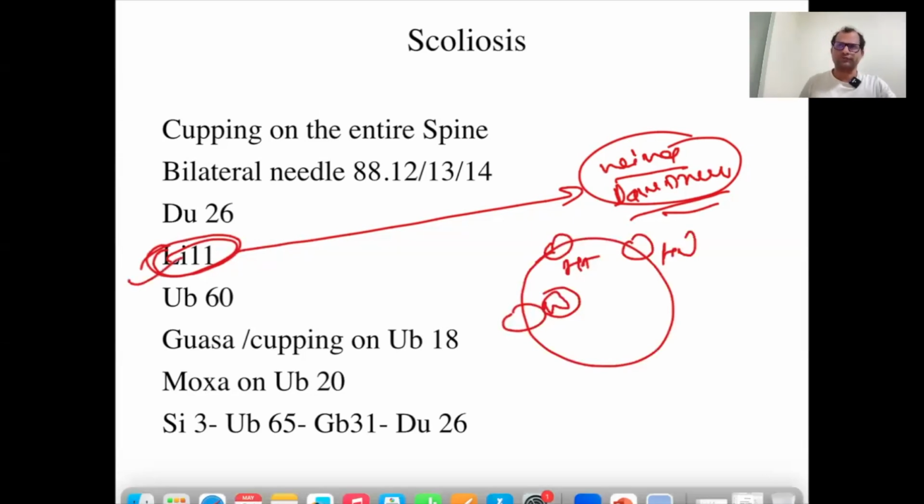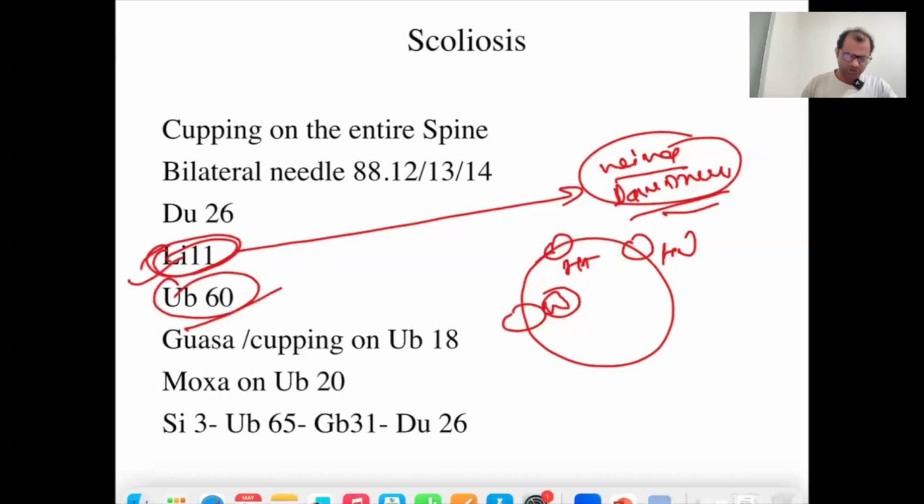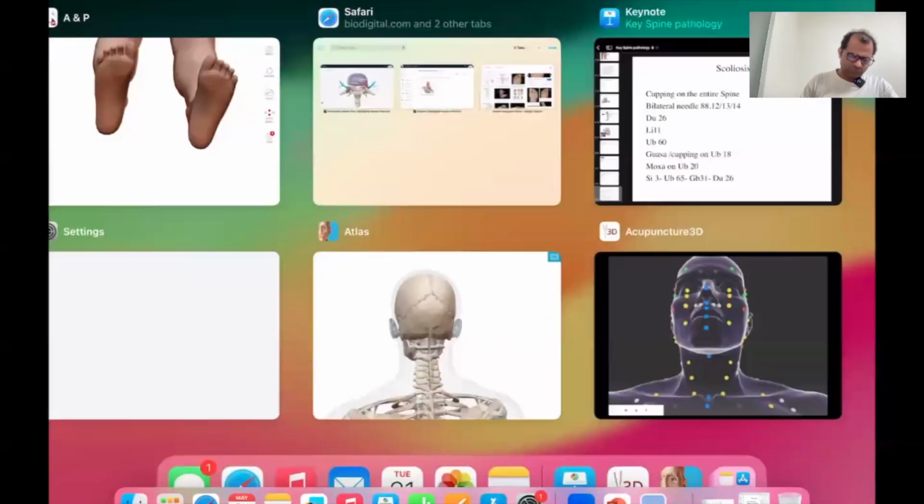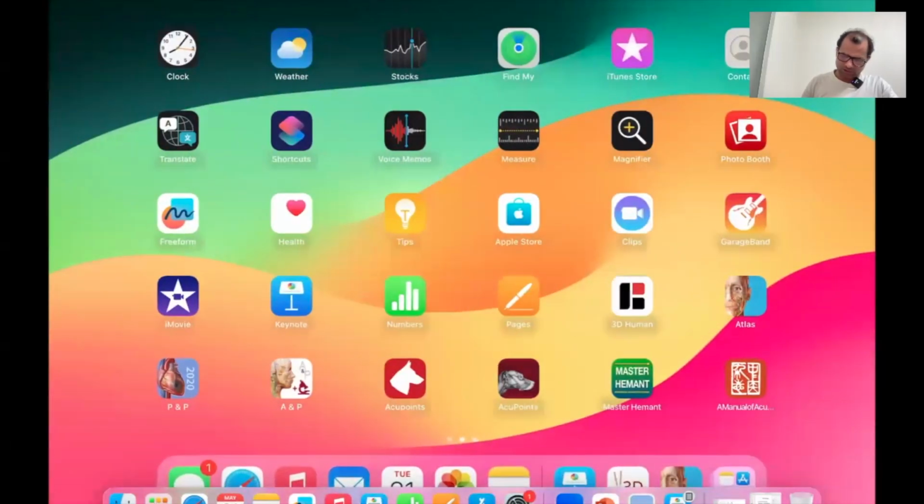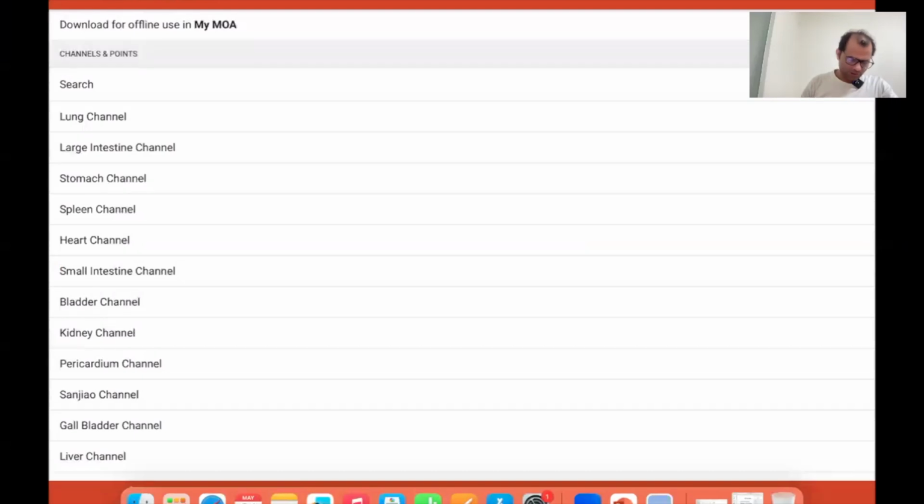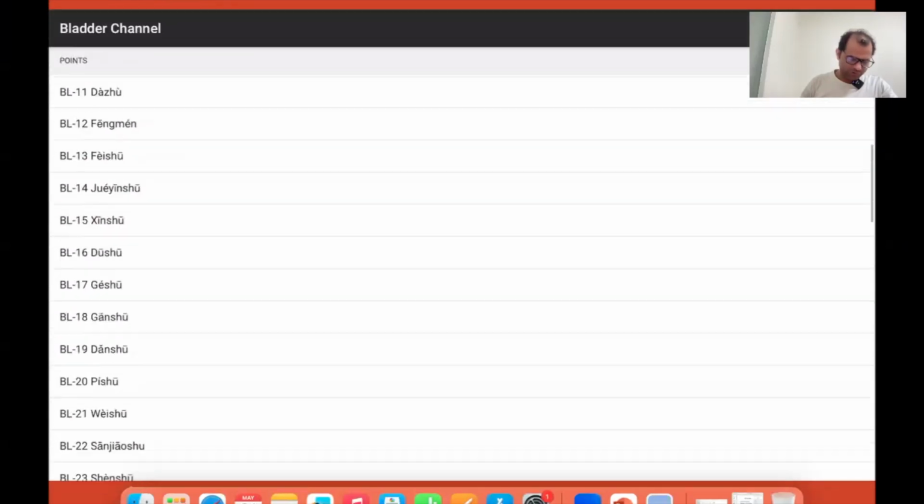For the patient who is suffering with the scoliosis, we do wide lateral needling. And finally, the distal point of UB channel, that is UB60. This is the protocol. ये हम प्रोटोकॉल अपनाते हैं, right? अगर हम urinary bladder 60 की लोकेशन देखें, the urinary bladder 60 is a very great point.